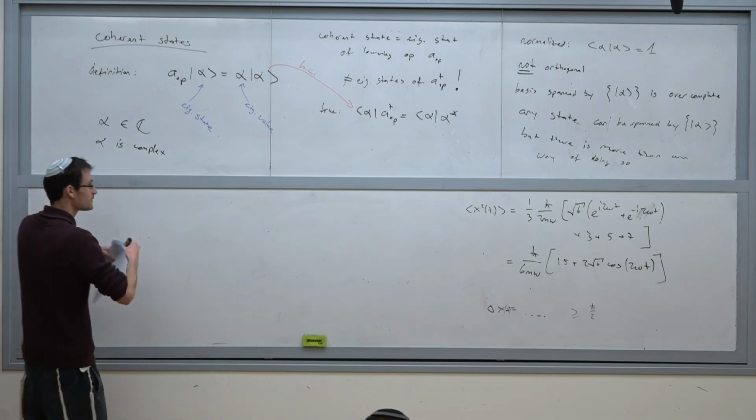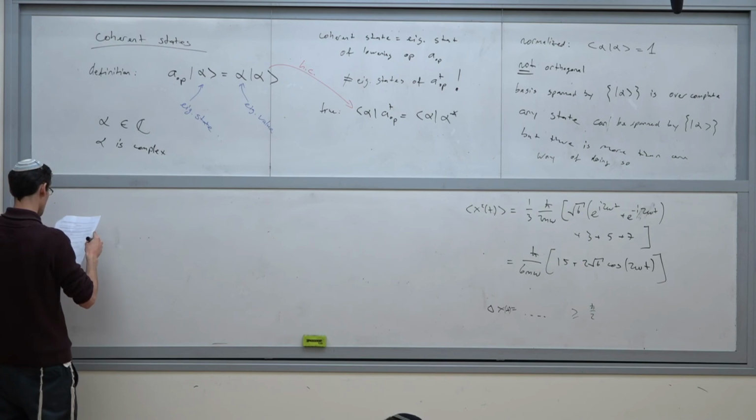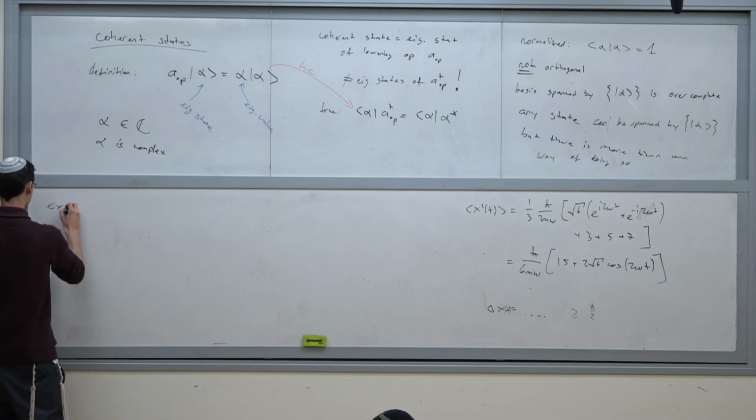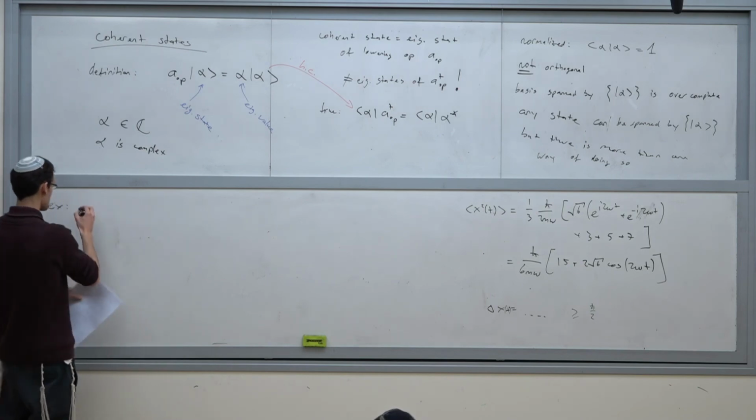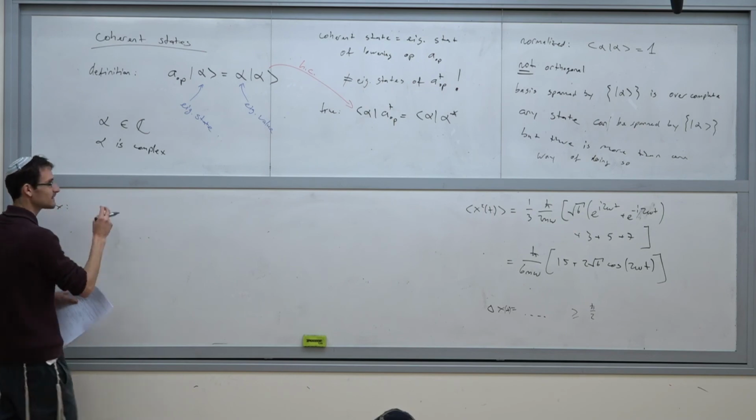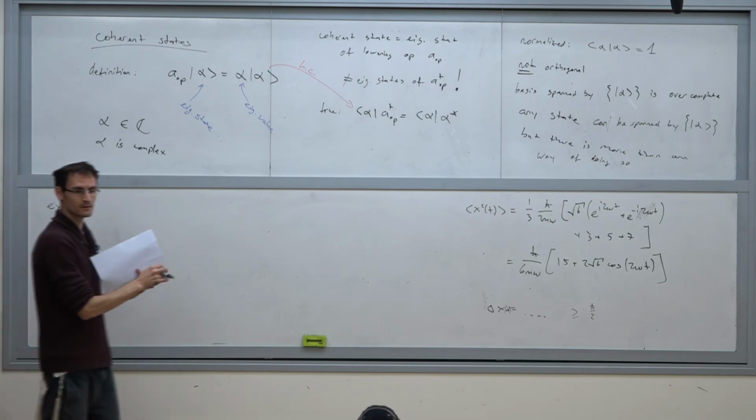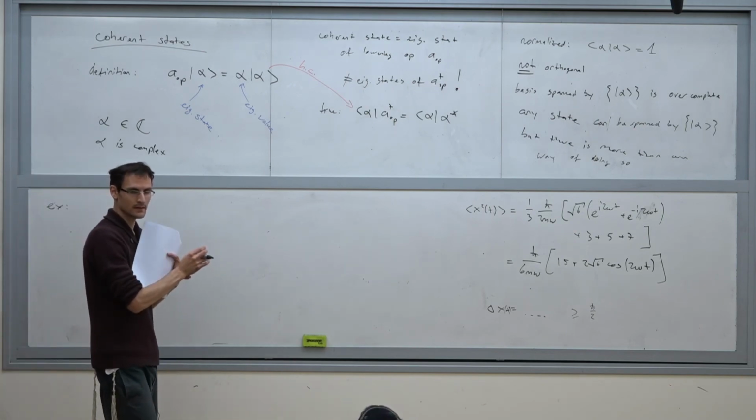Okay, let's have an example with the coherent states. That means they are linear independent. Excuse me? That means that they are linear dependent. Yeah, they're linear dependent.